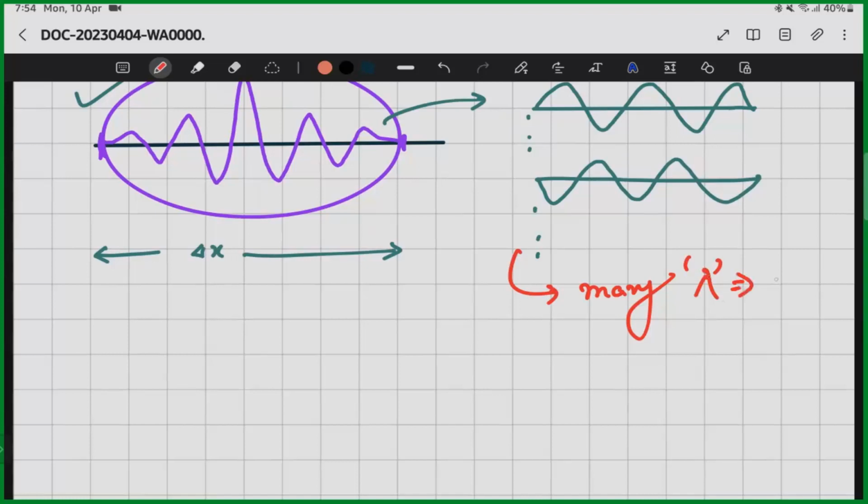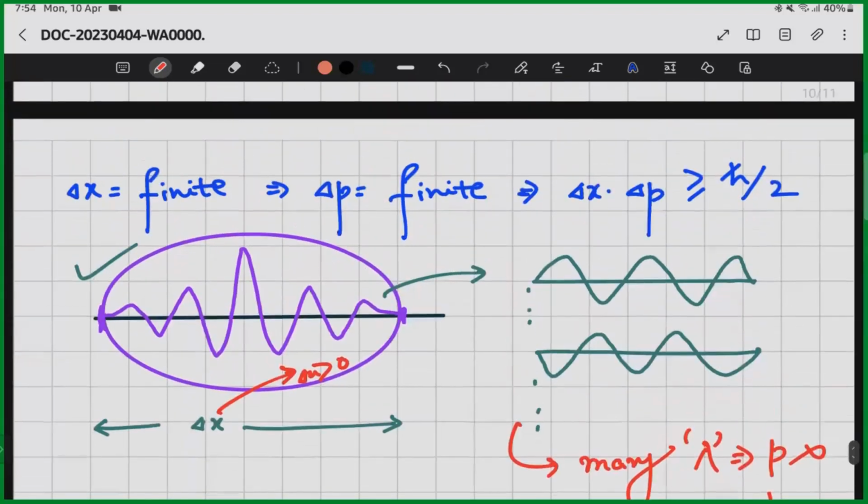Lambda is not precise. So if lambda is not precise, that means momentum is not precise. So if momentum is not precise, then del p is greater than 0. So if del x is greater than 0, then del p will also be greater than 0. We can explain it like this.